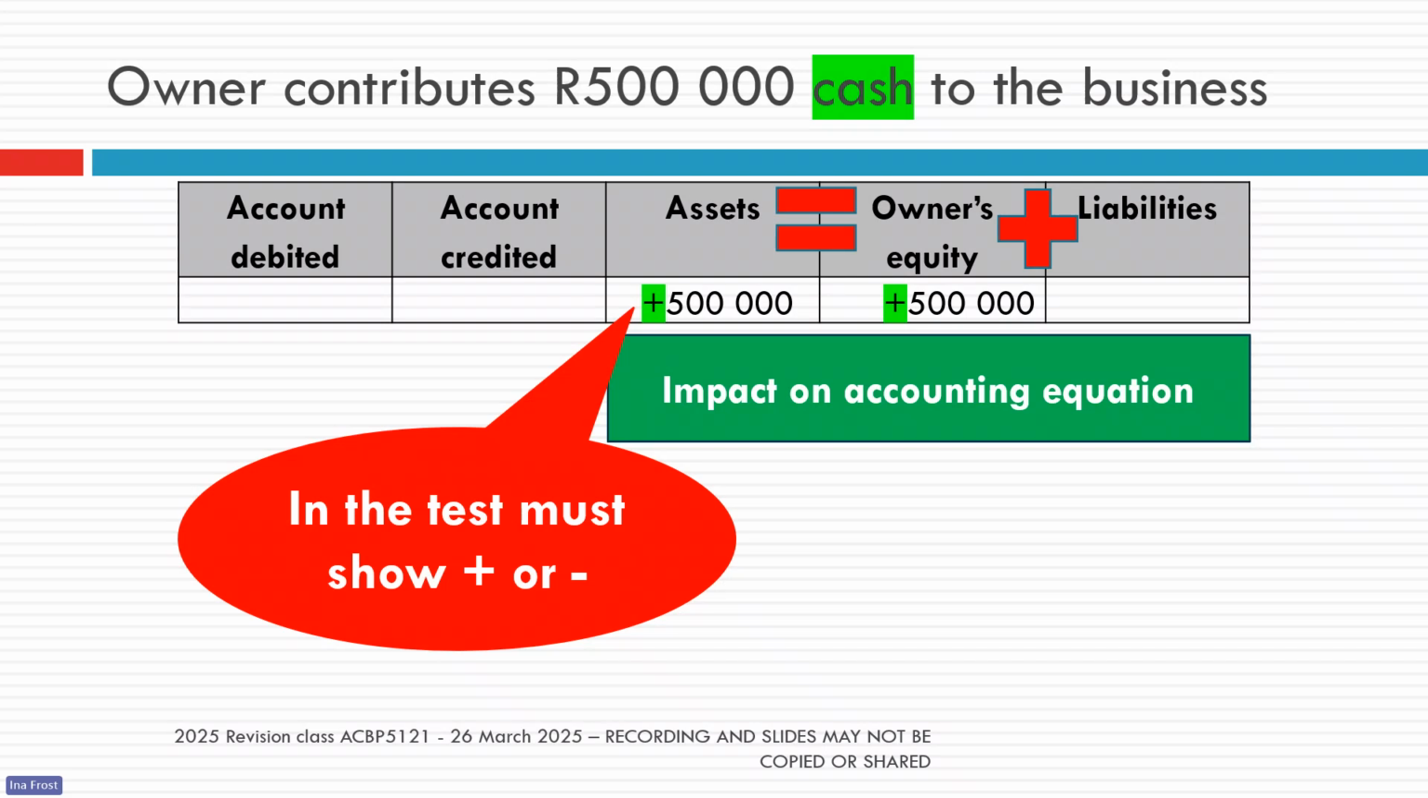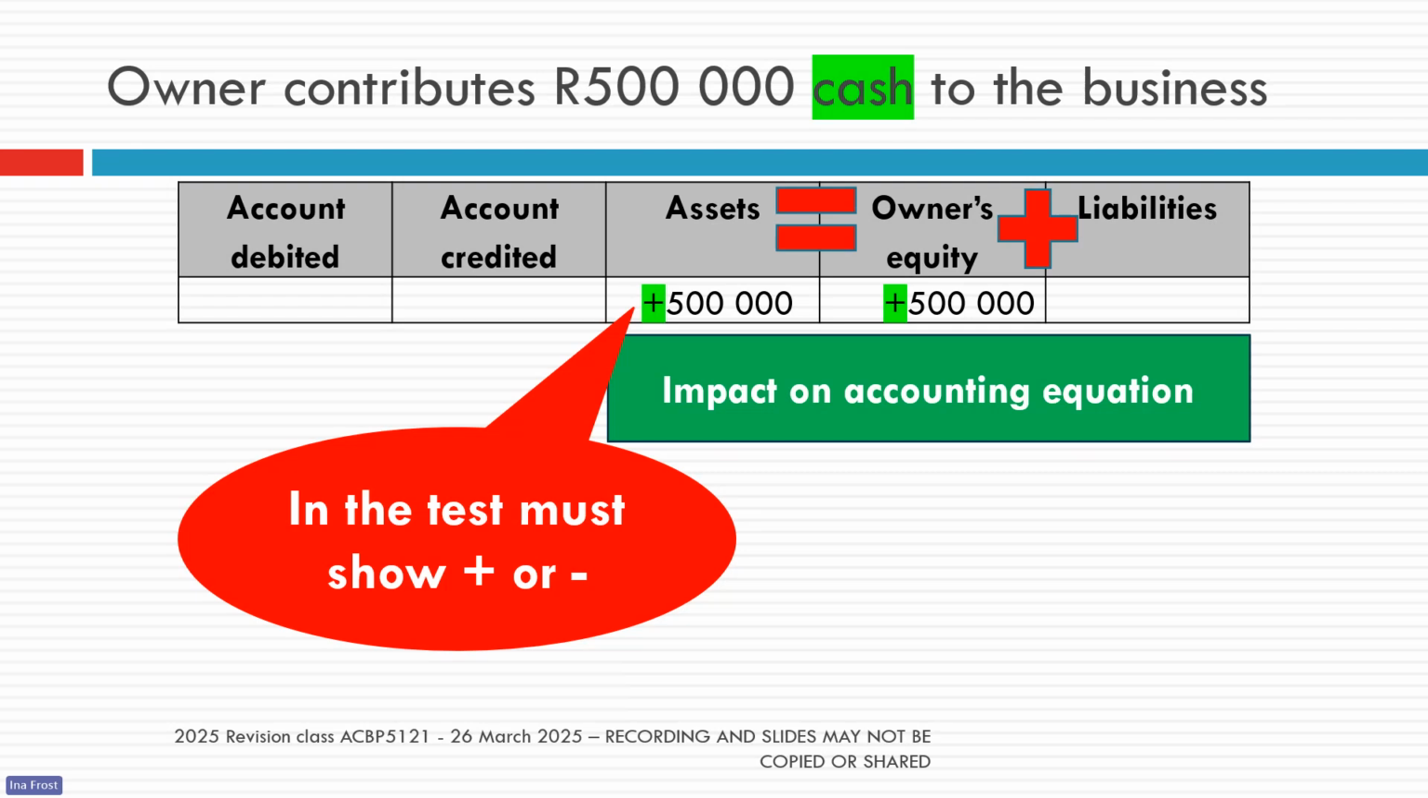And then to show the impact, we obviously have to show will the assets increase or will they decrease? Will owner's equity increase or decrease? And the same for liabilities. So in this particular transaction, an owner giving cash to the business will have an increase, a plus, under assets, and an increase, plus, under owner's equity.